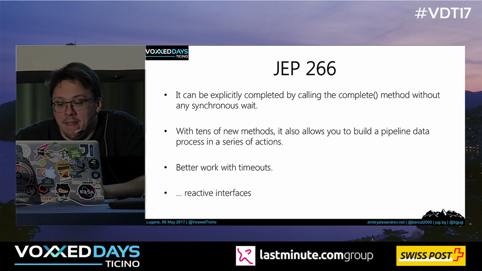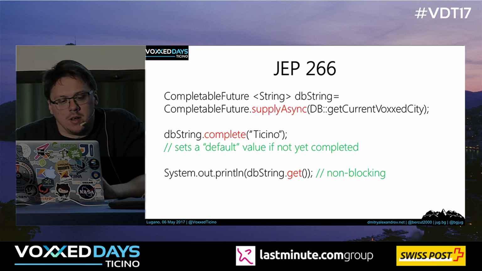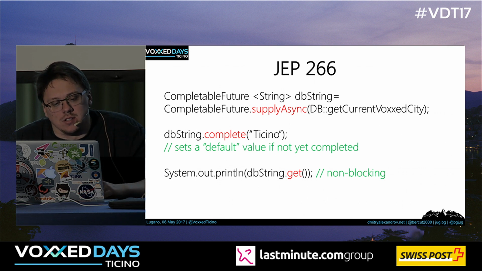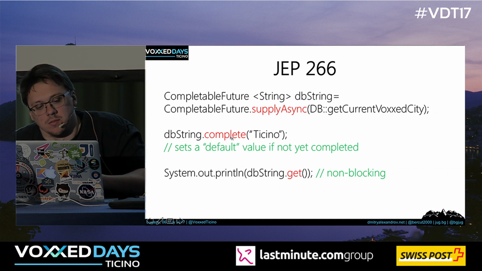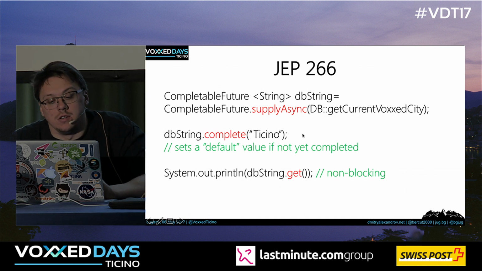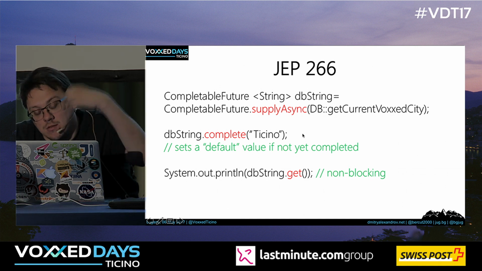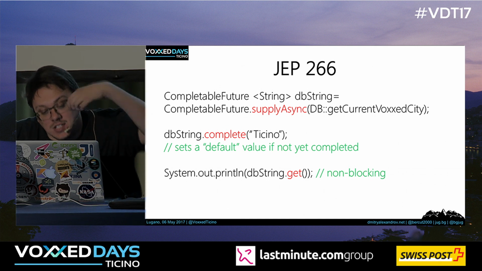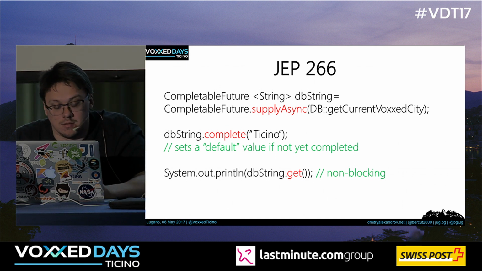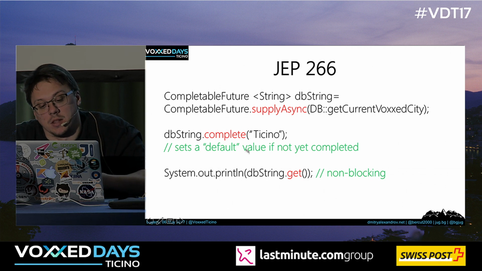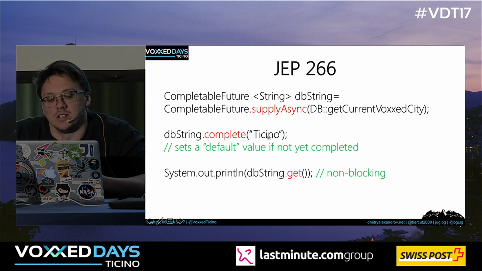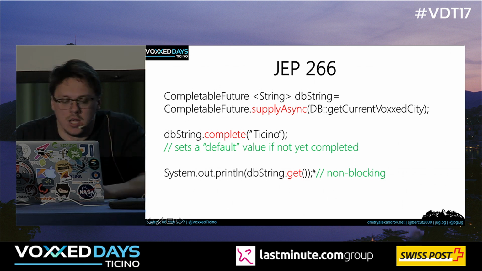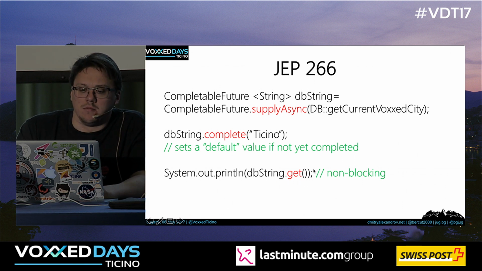I don't know. So there are several JEPs in it. I will just scroll through them. So one is that, as you see, we can do some default completion of a future. So as soon as the result is calculated, we can complete the result, and as it's not yet done, if we call the get method, it becomes non-blocking, it gets the default result and then returns you the real result when it's calculated.